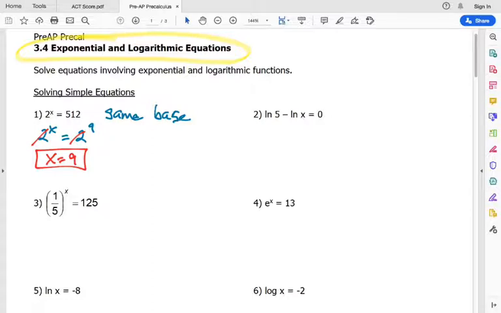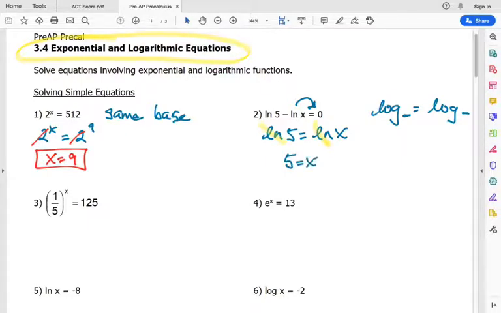On number 2, probably the easiest way to solve this problem would be to move this log over to the right-hand side. So you'll have the natural log of 5 equals the natural log of x. As long as you've got one log equal to one log, you're able to solve for those arguments. So in this case, this can be canceled out and we can set those arguments equal to each other. So 5 will equal x, and that's your solution.